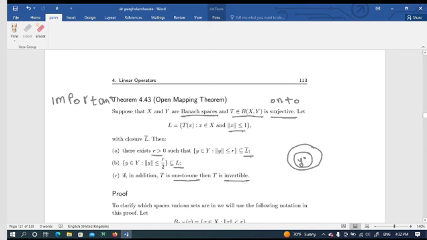If in addition T is one to one, then T is invertible. So T is surjective, and if T is one to one, then T is surjective and one to one, and so T must be invertible. This is a famous theorem in functional analysis called the open mapping theorem.